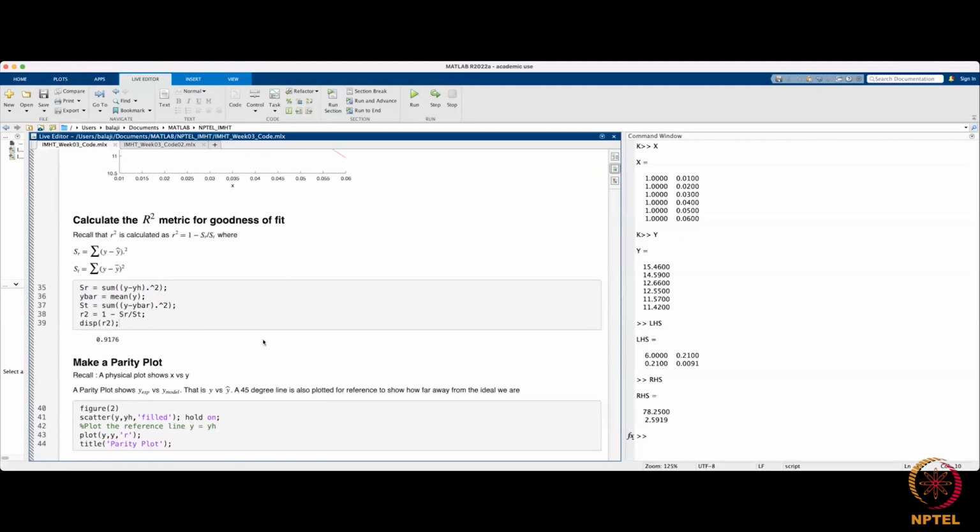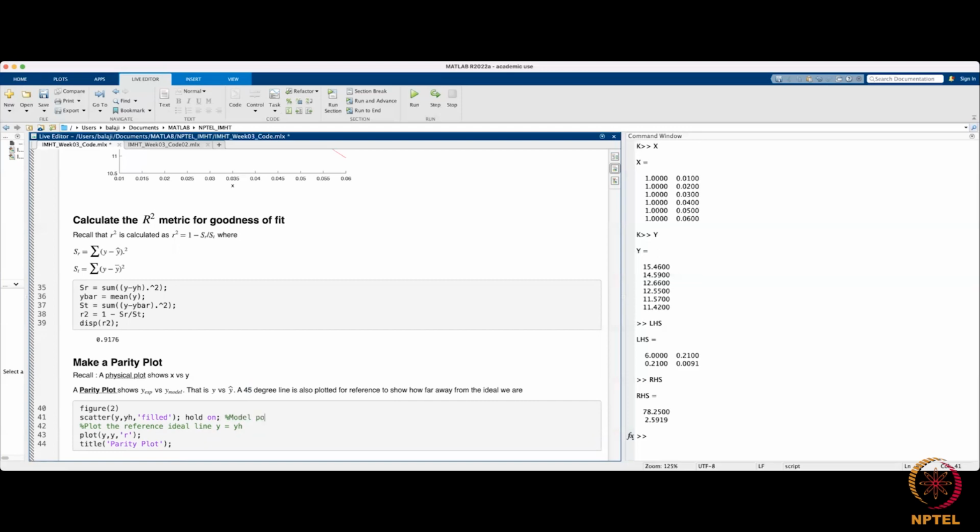Now let's look at the parity plot. A physical plot will show x versus y, but the parity plot, which is what we are interested in, will show y experimental versus y model. That is y ground truth versus y model. We also plot a 45-degree line, which is the ideal model. The ideal model would give you exactly y equal to y hat, and we want to plot that too. So we plot the reference ideal line, which is y equals y hat.